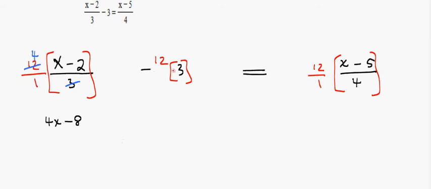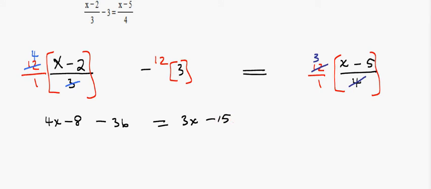This term is going to be minus 36, 12 times 3. And then over here on the right side, 4 goes into 12 3 times. So there's a 3 distributing through the numerator. 3 times x is 3x, and 3 times negative 5 is negative 15.